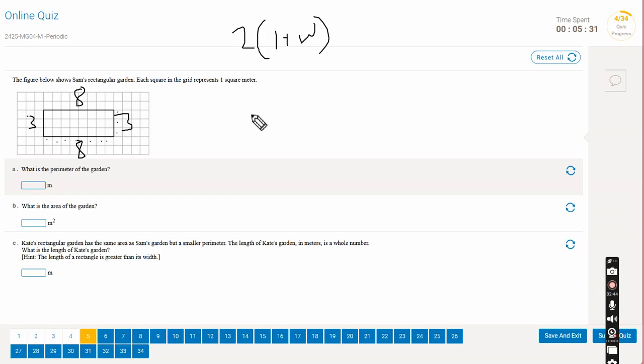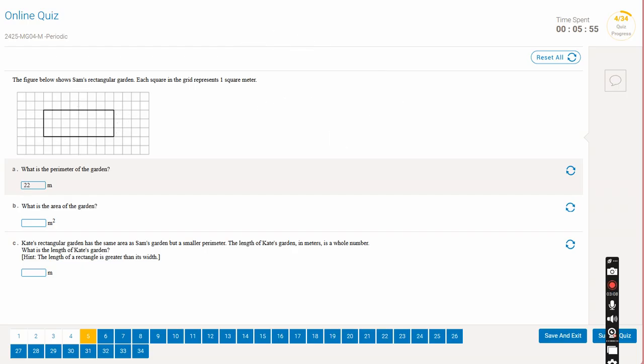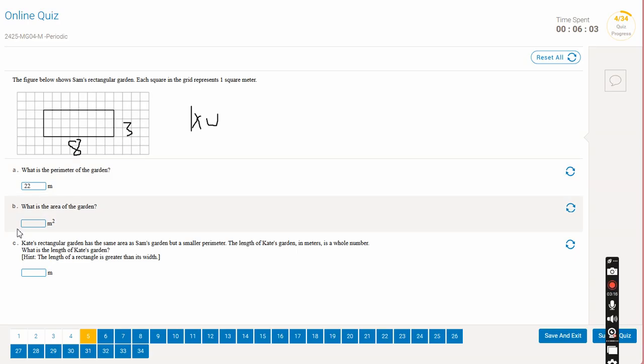So what will you do here? It will be 8 plus 8 plus 3 plus 3. So this is the perimeter. So 6 plus 16, right? This will give you 22. So the first answer is 22. The next one, what are you doing? You're finding length times width. You already know that the length here is 8 and the width is 3. So what's 8 times 3? 24. There you go.